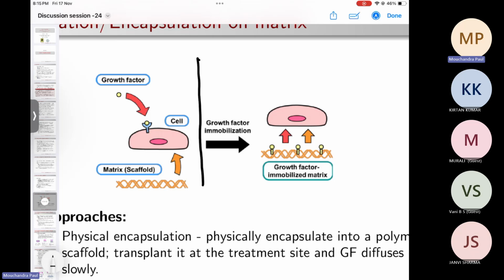Without immobilization, when the growth factor is not immobilized, the cells are there in your scaffold and you're externally providing the growth factors, and the cells respond to that. But if you already immobilize it in the scaffold, then you don't have to externally provide the growth factor. Rather, as soon as you seed the cells onto a scaffold, some signaling process will trigger inside the cell. That is the advantage of immobilization over not immobilizing it.